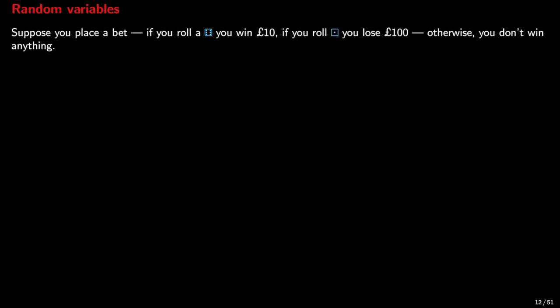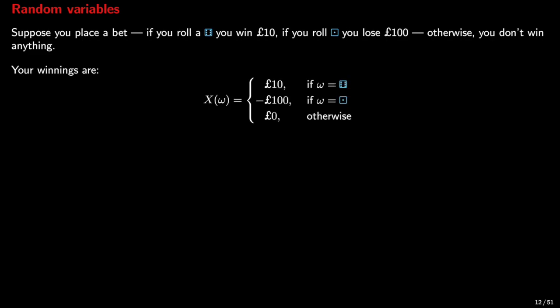So what is a random variable? It is a mapping from the probability space, from the sample space Omega in particular, to the real numbers. X of omega is, we say, £10 if omega is a 6, minus £100 if omega is 1, and £0 in any other case. So a random variable is a function X of omega. And we will be talking about real valued functions. So it takes an element of Omega and returns a real number.